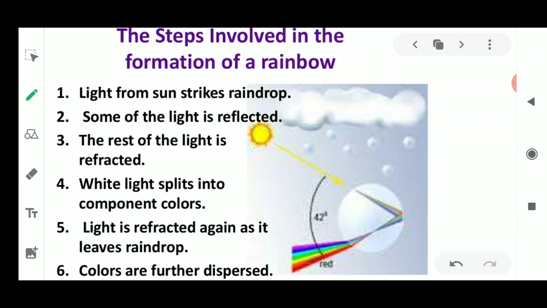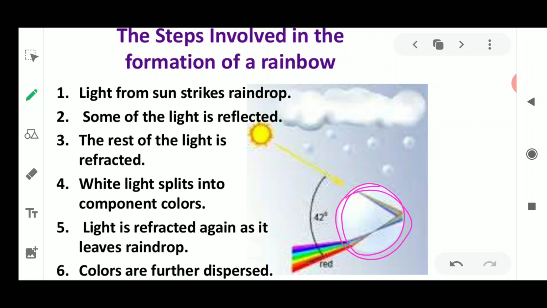Now if you have to explain it in a stepwise manner, how would you explain how the rainbow is being formed? Let us see one by one. The first point is that light from the sun strikes a raindrop. As you have seen here, the rainfall has happened just before the formation of the rainbow. After the rainfall, some of the water droplets are still present in the atmosphere. Now the light striking the raindrop, some of it gets reflected, and the rest of the light gets refracted.